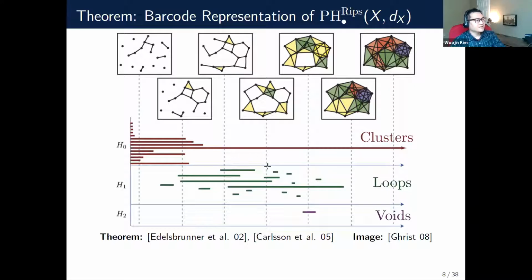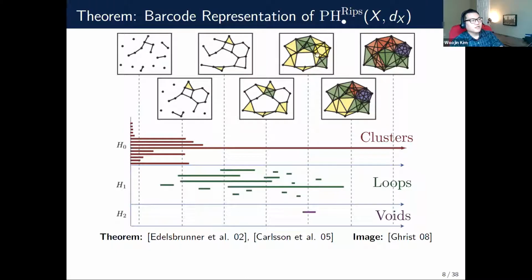And getting to that scale, the last loop was filled up by two triangles. That's why these intervals do not exceed this value. But still at this scale, we have three loops, and those three loops correspond to three intervals in this H1 barcode. So in this way, the first barcode encodes the birth and death of cycles, the one-dimensional cycles in the simplicial complexes. And in the second barcode, there is only a short bar.